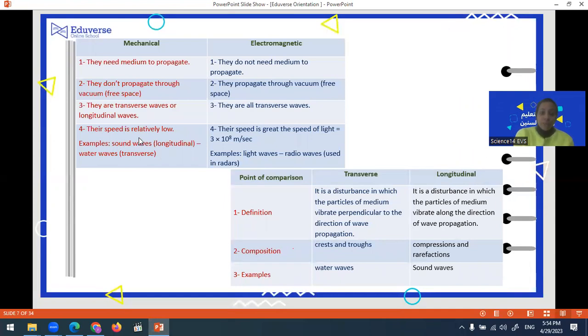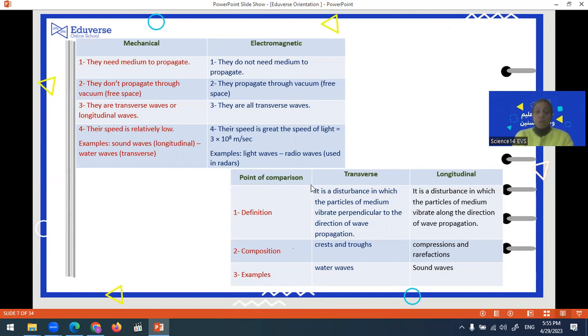What about the speed for mechanical waves? Their speed is relatively low compared with the velocity of electromagnetic waves, for example, sound waves, which are longitudinal, and water waves, which are transverse. So what about the velocity of electromagnetic waves? They have a very great speed. For example, when I'm talking about light, it will be 3 times 10 to the power 8 meters per second. Examples of electromagnetic waves are light waves and radio waves. We use them in radars, for example.